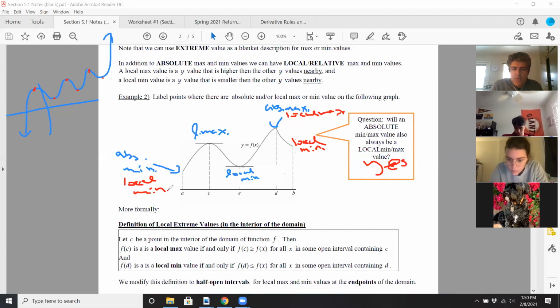And then there's kind of a formal language, which might be a little confusing, but they're saying f of c is a local max if f of c is greater than f of x for some open interval containing c. So like if I had an open interval here, then I consider that to be a local max. Or if you just made a random point x equals d, then it's a local min, as long as this value is lower than any other y value in some neighborhood. So that's kind of what's being mentioned there.